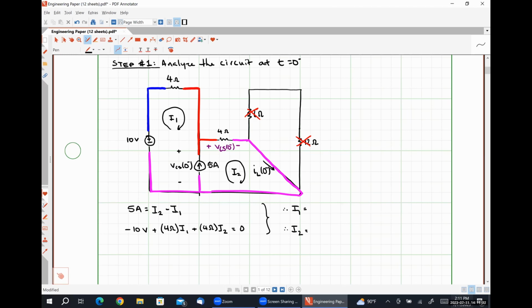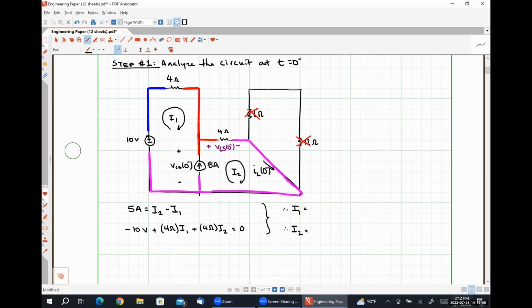and I2. So let me grab a calculator here. This is a 2x2 system. My coefficient for I1 in my first equation is -1. My coefficient for I2 in my first equation is +1, and my constant term is 5. In my second equation, my coefficient for I1 is 4. My coefficient for I2 is 4. And my constant term will be +10 when I move it over to the other side.